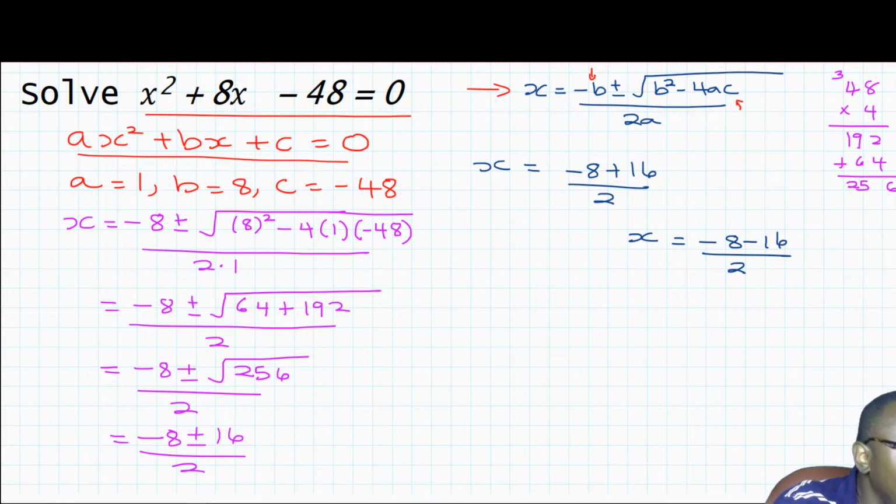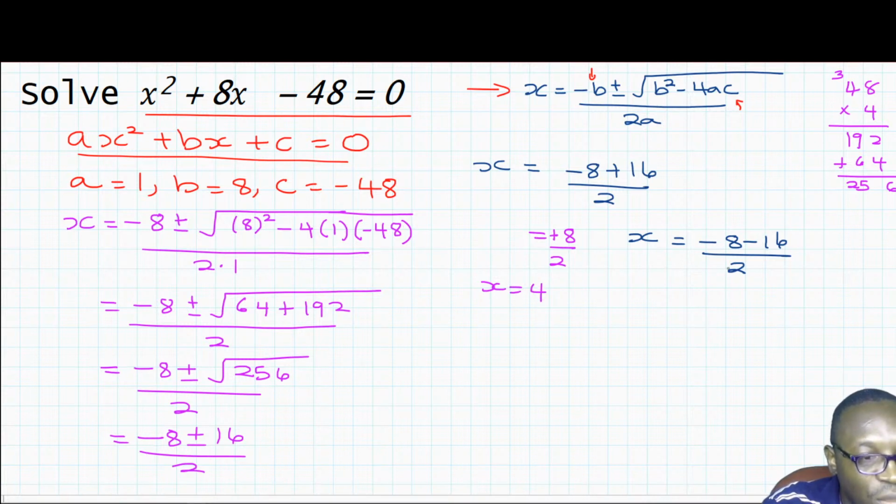So this is going to give us negative 8 plus 16. Remember, when the signs are different, you're going to subtract the numbers. So we subtract, we have 8. Let's inherit the sign on the bigger number, which is positive, and then we divide by 2. So x equal to 4.